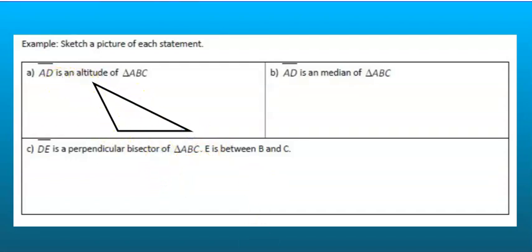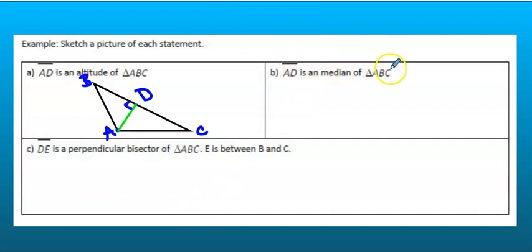Okay, so I want to put A here, B here, and C here. And I want to go from vertex A. And an altitude, you remember, goes from the vertex to the opposite side, and it forms a right angle. So I want to name this point D, and I also want to mark that right angle. Okay, so that would be an altitude, and it's segment AD.